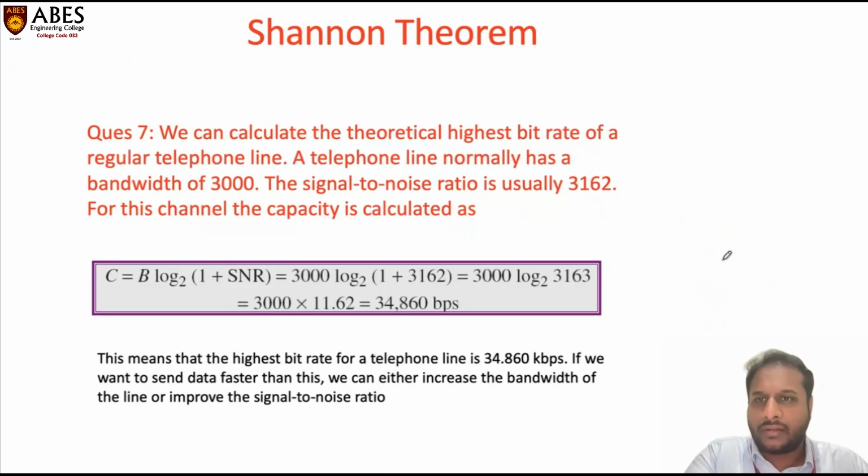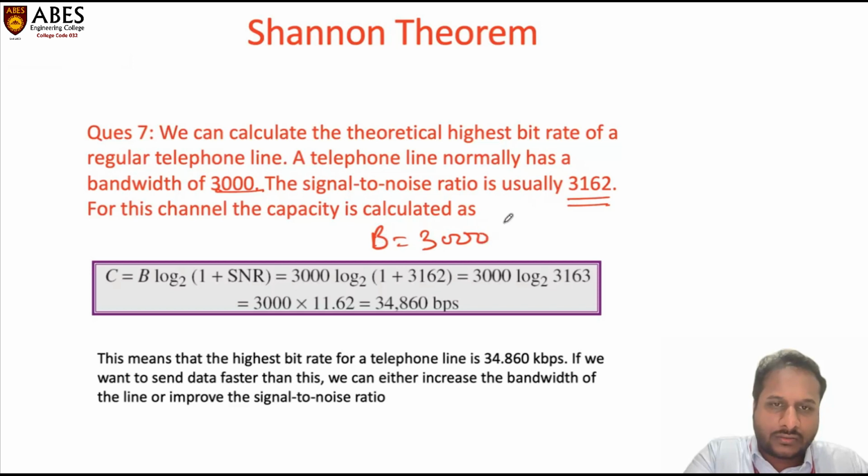There is one more example where we can calculate the theoretical highest bit rate of a regular telephone line. A telephone line normally has a bandwidth of 3000 Hz. The signal to noise ratio is 3162. Now values are given. Bandwidth is 3000 Hz, and signal to noise ratio is SNR equals 3162.